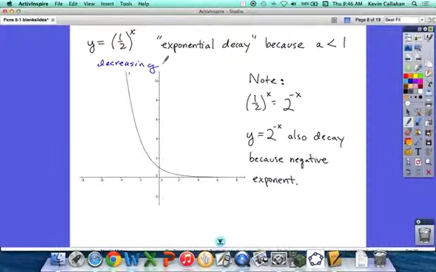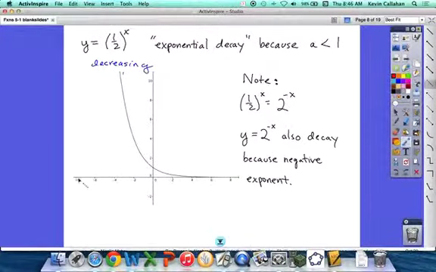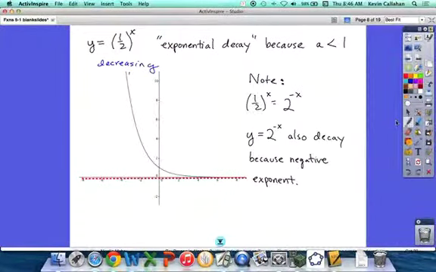Is there any value we could plug in for x that would make y equal 0? No. It still has the same asymptote right here. It still has that asymptote. It still has the same y-intercept, which is 0, 1. The domain is still all real numbers. The range is y greater than 0. All the other details are the same. It's just the shape of the graph has reversed itself. Right?